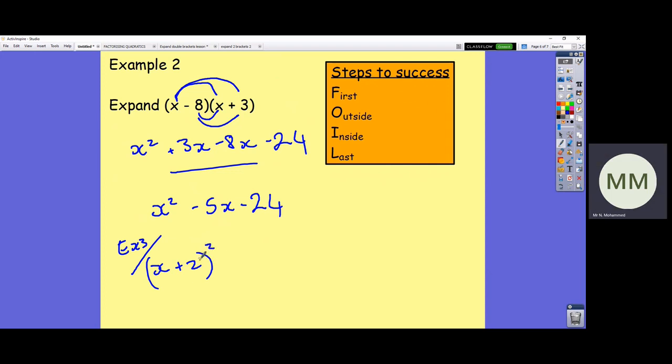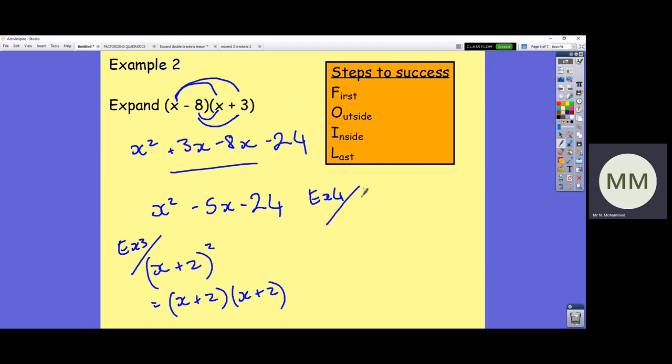Pretty straightforward. If you get this, write this bracket out twice, get rid of the square, and then expand them. So this would be the same as x plus 2 multiplied by itself. So x plus 2. Then you can just do what you did there. That's one type of question.